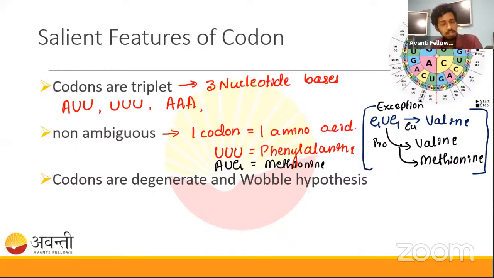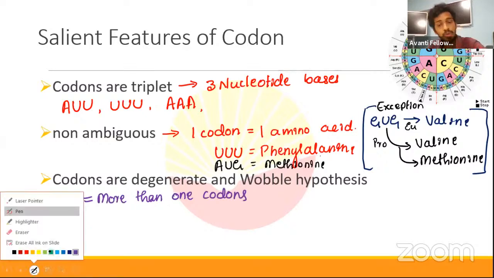Shall I move on to the next character? The third characteristic is that codons are degenerate, and the Wobble hypothesis. What will they say? They will say that in some codons, one particular amino acid is coded by more than one codon. They will say that one amino acid is coded by more than one codon.